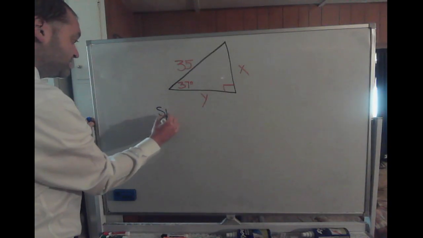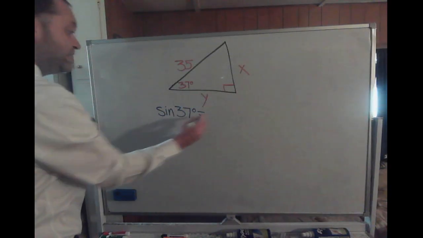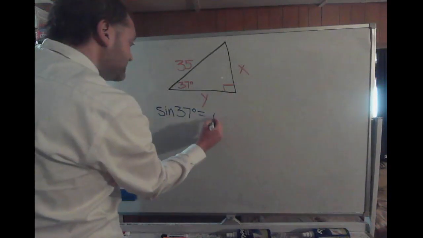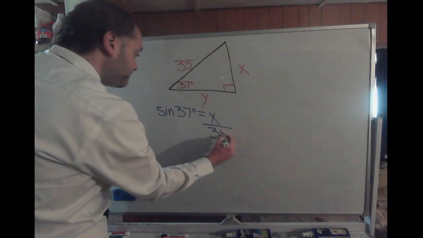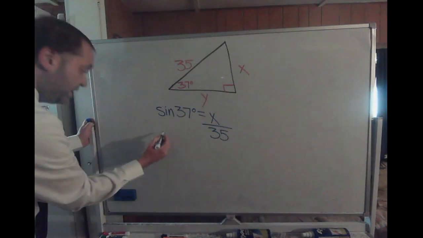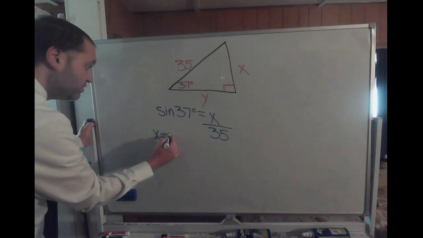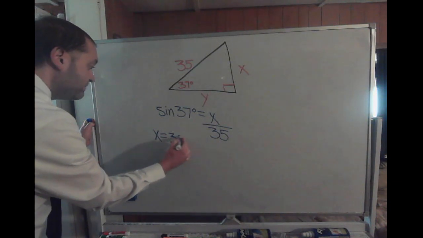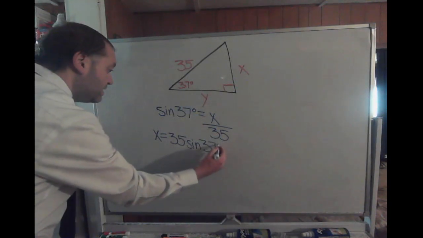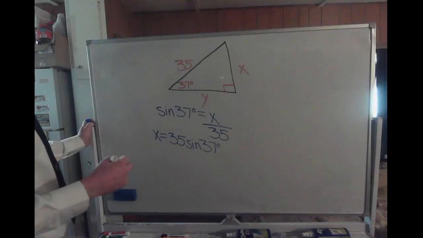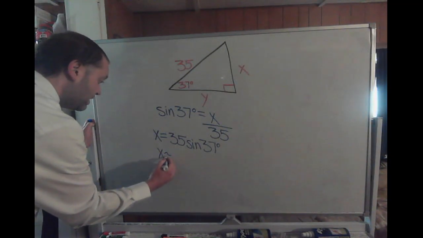So you would take the sine of 37 degrees, set that equal to your opposite side of x over your hypotenuse of 35. And then to solve for x, multiply both sides by 35. You would get x is equal to 35 times the sine of 37 degrees. Which then we're going to do a 2 decimal place approximation to get the answer.